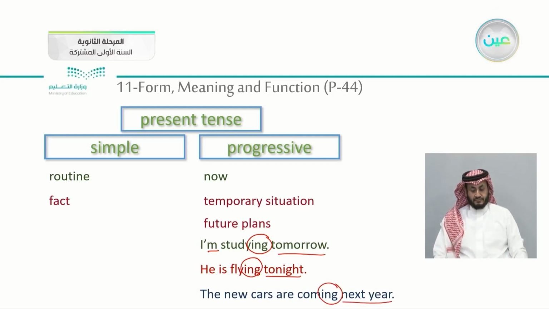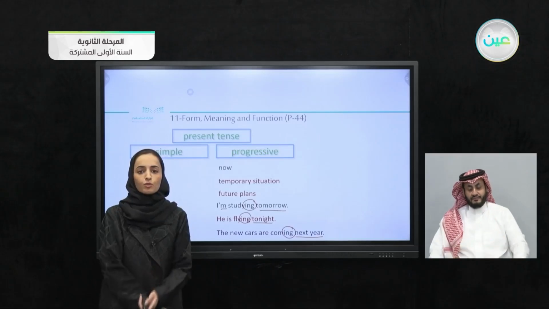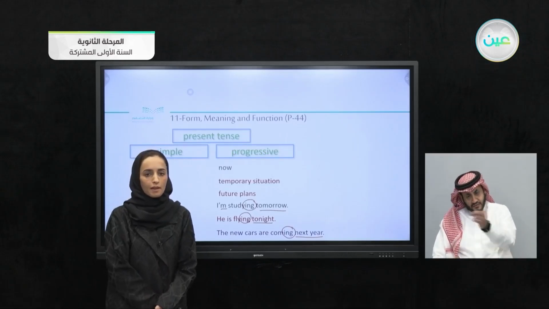We use the present progressive tense. So the usage for the present progressive, we can use it for something that is happening now, a short time, or in the near future, if it is a future plan.